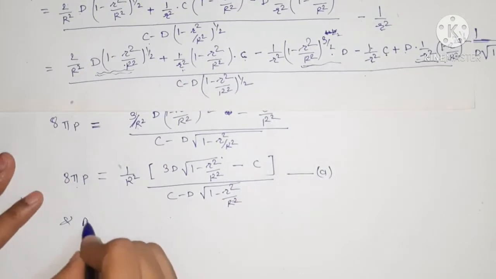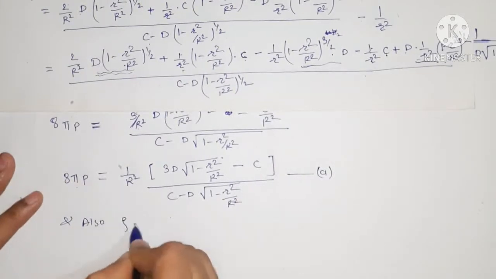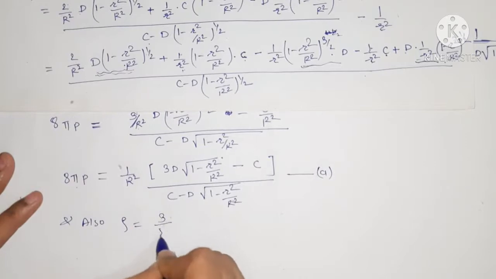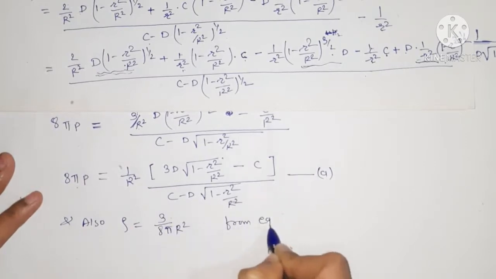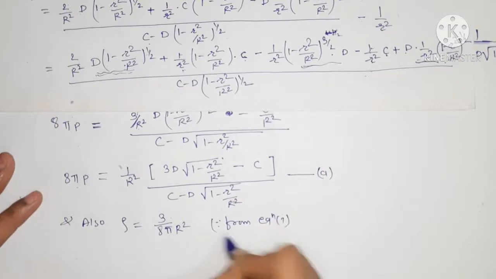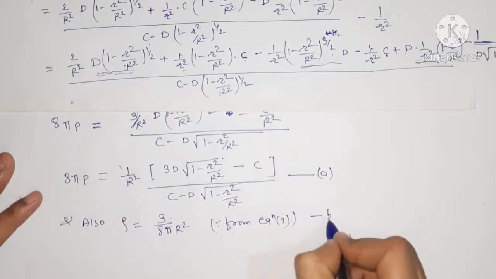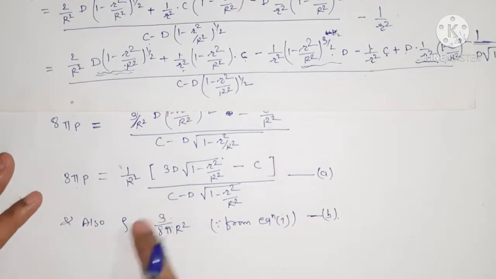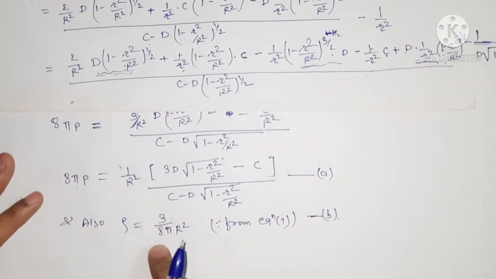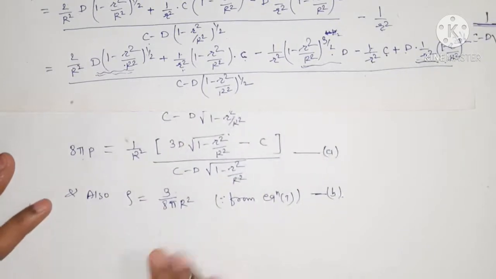also as we have written here, rho is equals to 3 upon 8 pi r square from equation 7. Since from equation 7 we give this as an equation number B. Okay, so rho has the value 3 upon 8 pi r square, or 8 pi rho is equals to 3 upon r square.